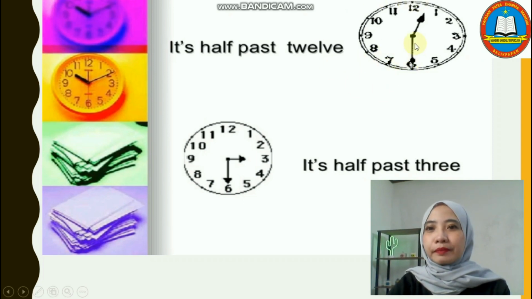Next example. The big hand is at 6, so it's 1/2, and the small hand is between 12 and 1, and the number before small hand is 12, so it's 12:30. Next example. Look at the big hand. It's at 6, so it's 1/2, and because the small hand is between 3 and 4, we should mention the number before small hand. It's 3, so it's 3:30.